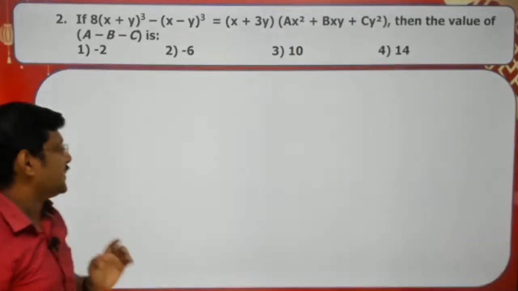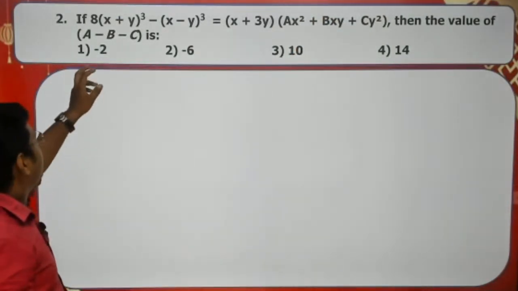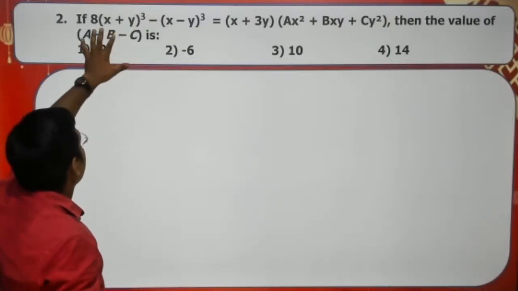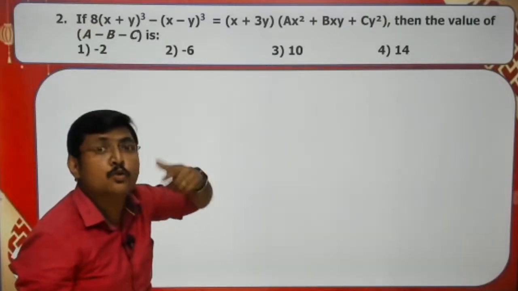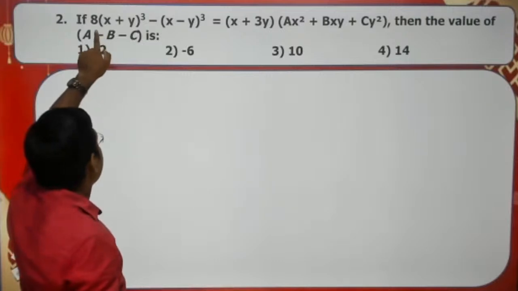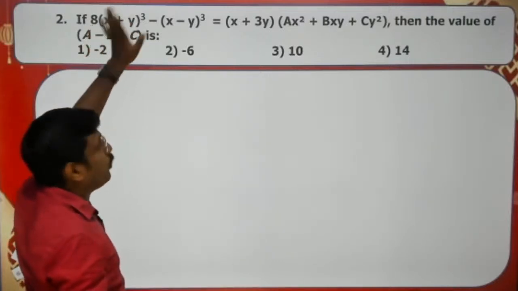For that, listen, here 8 into x plus y the whole cube. Here as a whole, we know that 8 is actually 2 cube, right? 2 cube is 8. So I am writing 8 as 2 cube. So we can say that 2 into x plus y the whole cube.